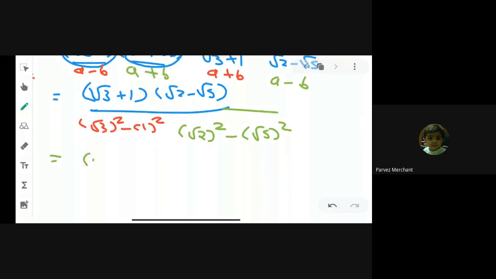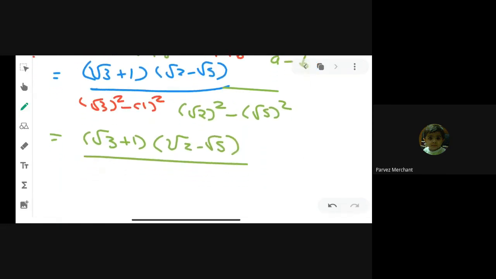Now we are solving this. You can see here, root 3 plus 1, root 2 minus root 5, we are writing as it is. Now you can see in the denominator, root 3 square, 3, minus 1 square, 1. In the second bracket, root 2 square, 2, minus root 5 square, 5.